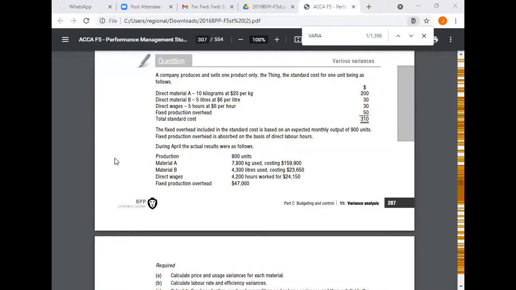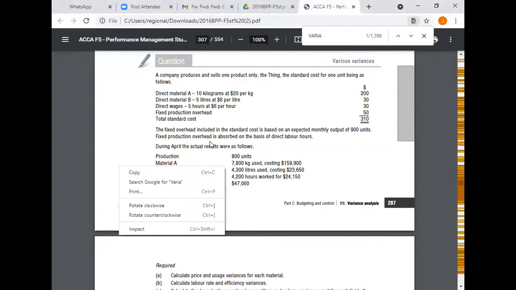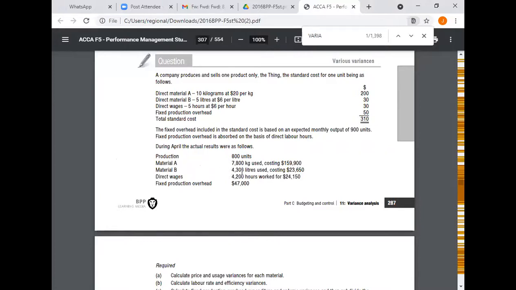Please throw eyes to the actual information. I hope you're able to see my cursor. My cursor is on actual results. So for material B, we have 4,300 liters used, costing 23,650. So we have 23,650 divided by 4,300 liters used. And then outside here, it's all about the actual quantity.